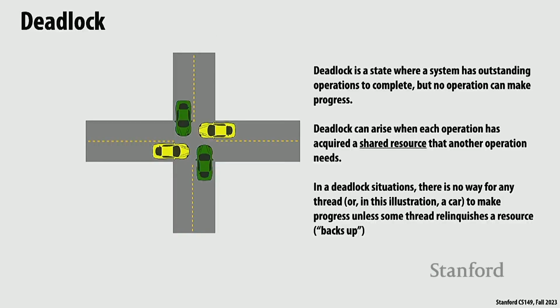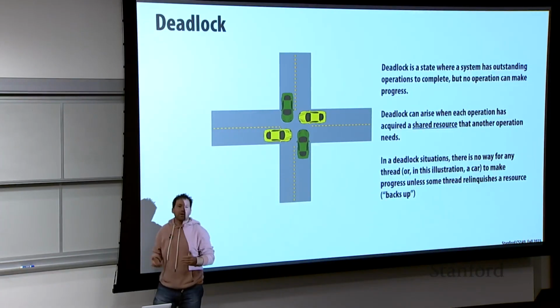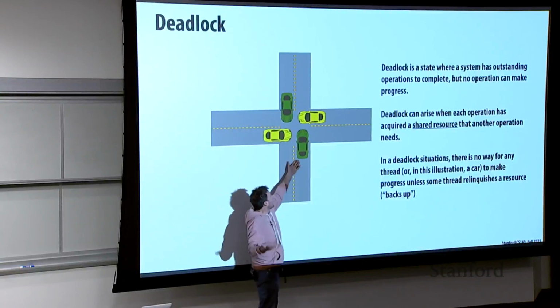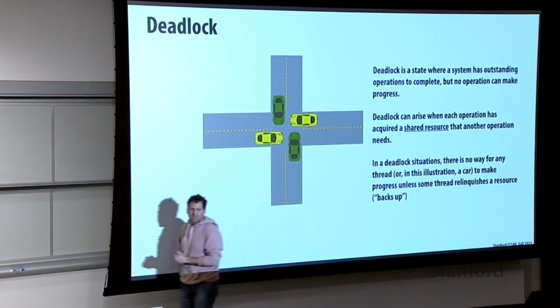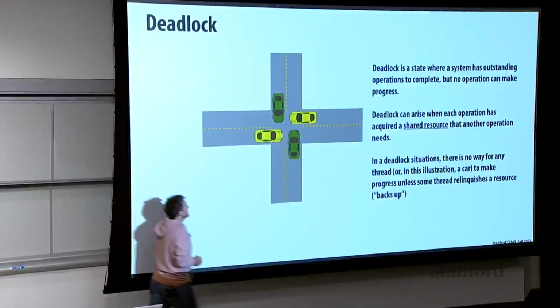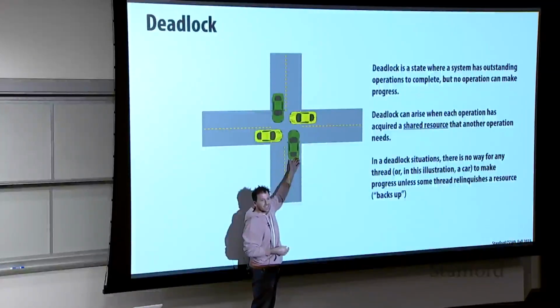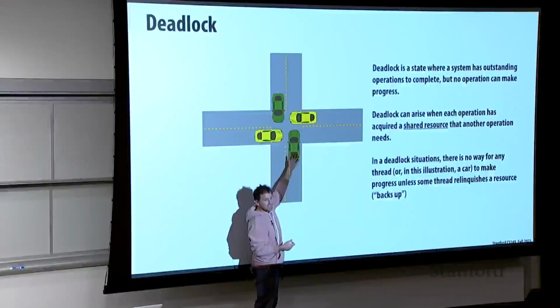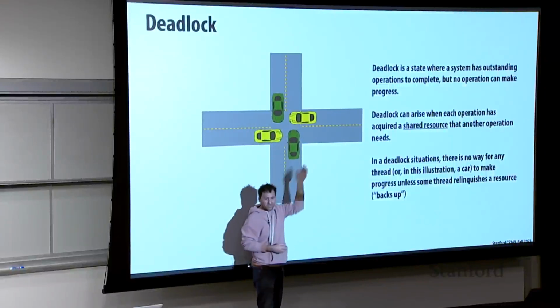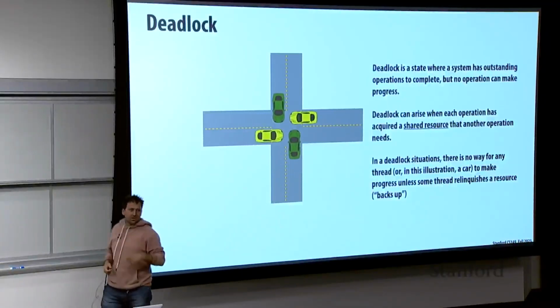If cars are not allowed to back up, what does every car need in order to make progress? It needs the road in front of it to be clear, right? So this yellow car needs the road in front of it to be clear, but that part of the road is not clear because it is occupied by the green car. So why doesn't the yellow car just wait for the green car to get out of the way? Well, the green car can't make progress because it depends on a part of the road that's held by the next yellow car, and so on and so on.